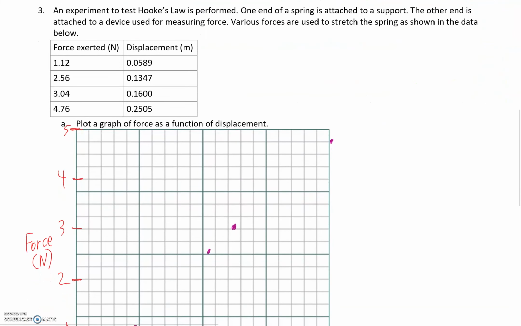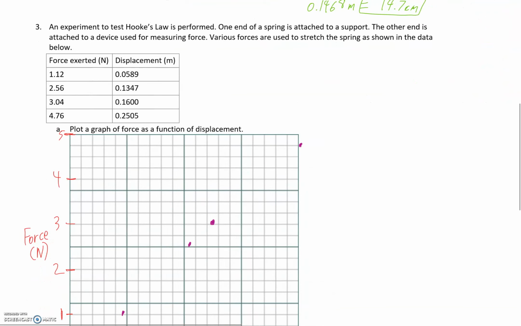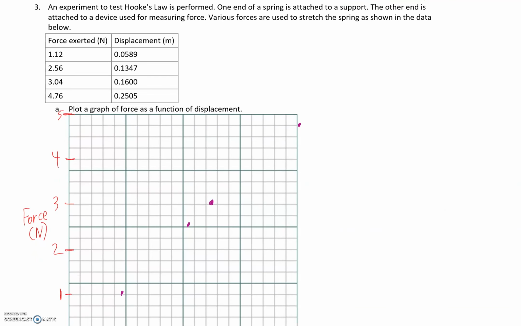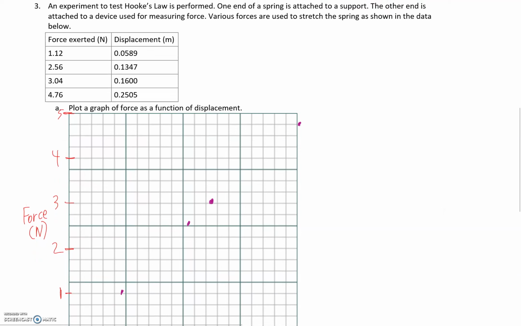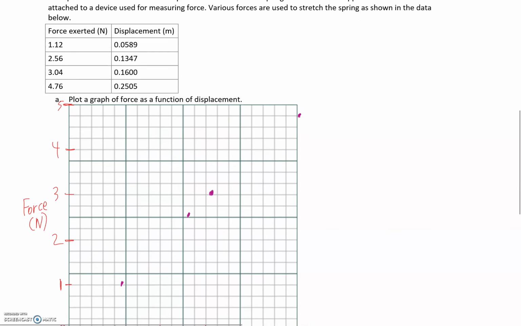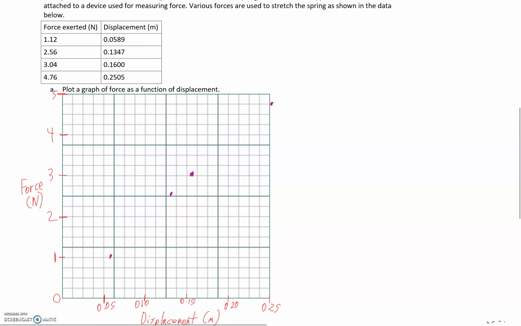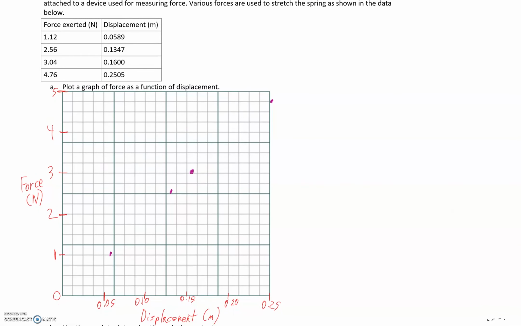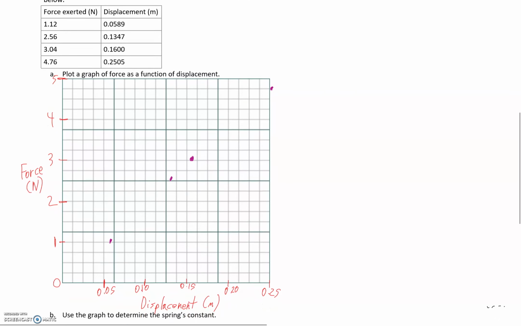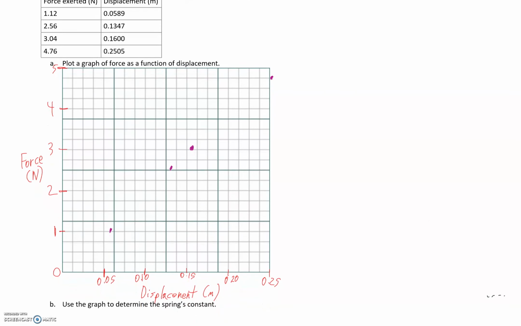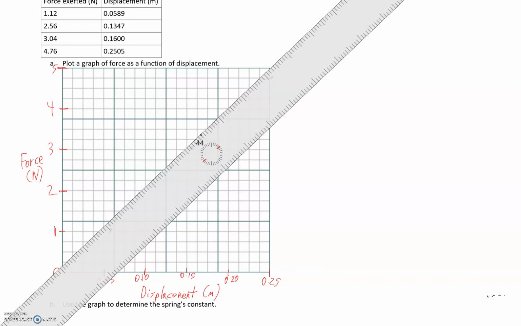All right, and here's the more complicated question, since it is kind of a graphing experimental question. So an experiment is used to test Hooke's law, and so one end of the spring is attached to a support, and the other attached to a device for measuring force, a Newton meter. Various forces are shown, so we've got four different forces and 4 different displacements as a result of that. And so I've plotted this with those points there.